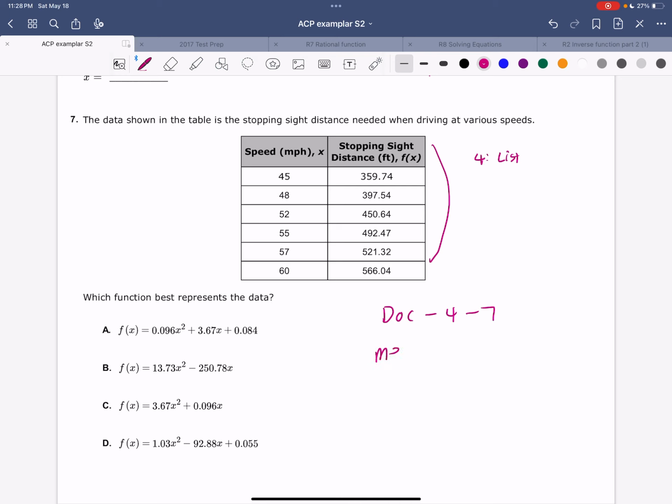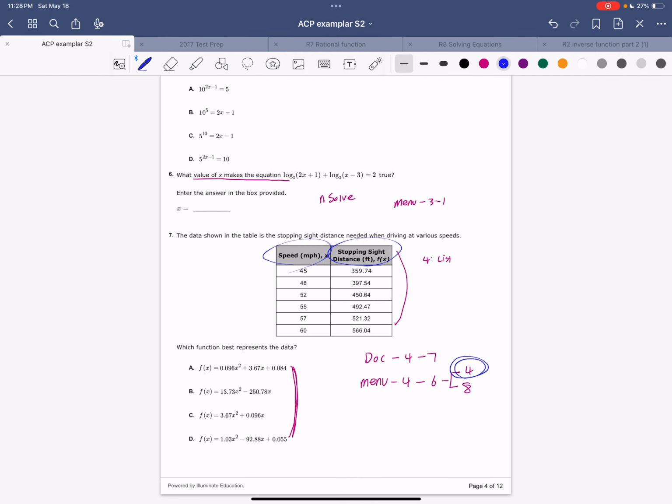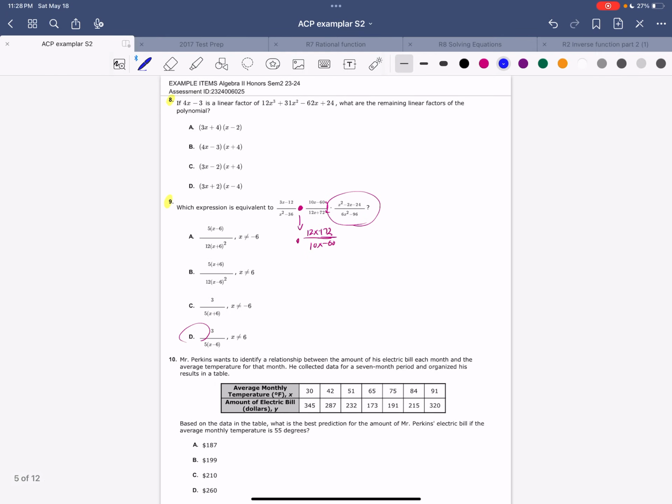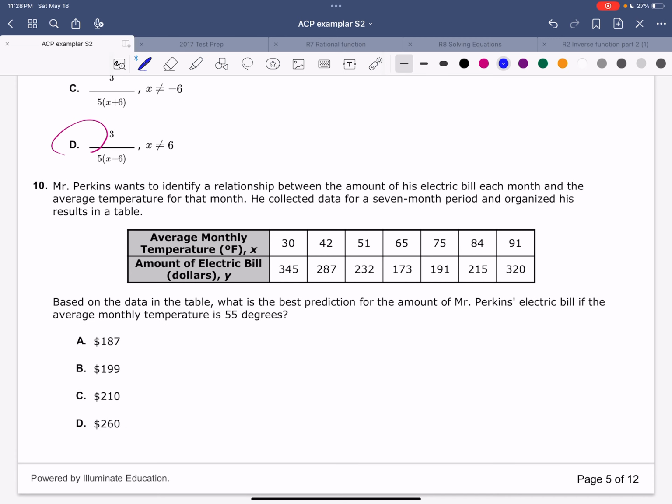After that, you're gonna click menu 4, 6, and you have two options: quadratic or exponential. Almost always it's a quadratic, and as you can see, this answer choice is a quadratic, so it's gonna be 4. But sometimes you're gonna get 8, which is exponential. But in this question, it's gonna be 4 because you're talking about the speed, and speed is not exponential.